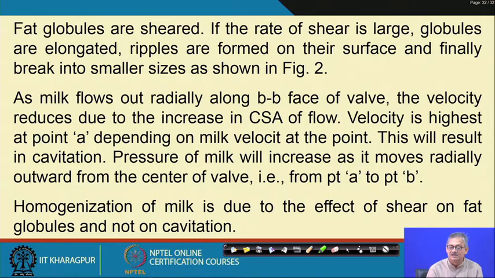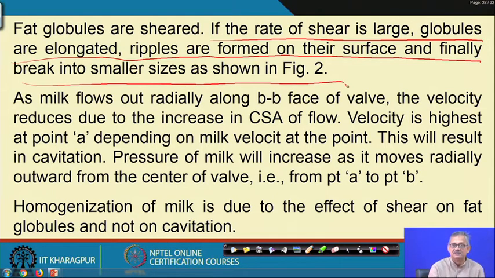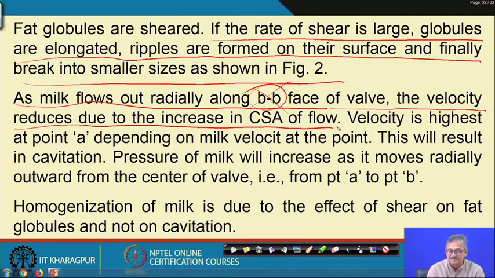That is what is happening in the homogenization valve: if the rate of shear is large, globules are elongated, ripples are formed on their surface and finally they break into smaller sizes, as we have shown in the next figure. As milk flows out radially along the face, say B, which we have not shown here, the velocity reduces along the face of the valve due to the increase in cross sectional area. Velocity is highest at a point, say A.